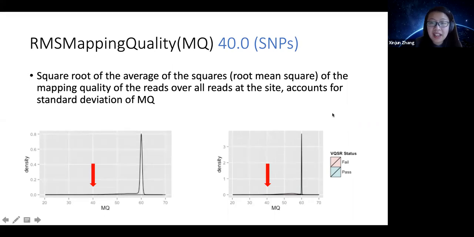Again, here what it does is it looks at the mapping quality overall and also the standard deviation, and values less than 40 may be too bad. They may not be in a well mappable region. In that case, at least you want to flag your variants.